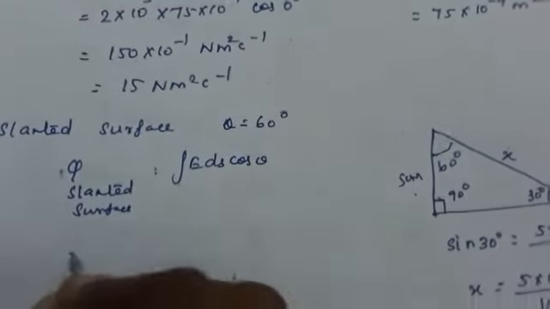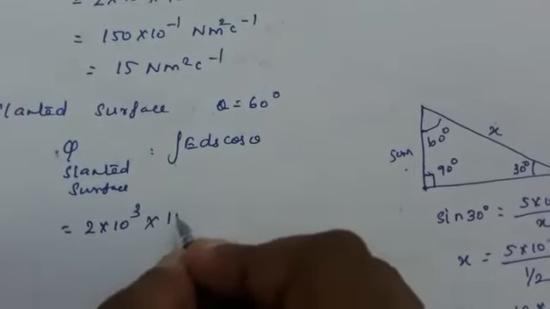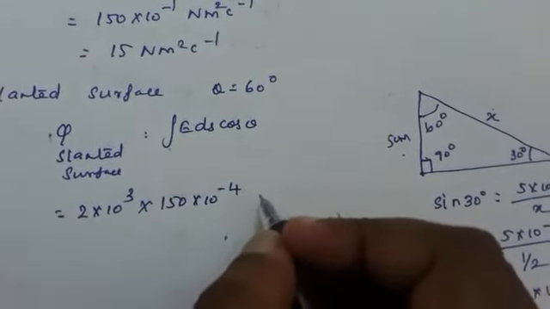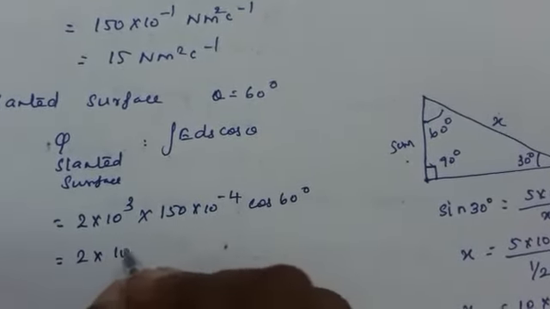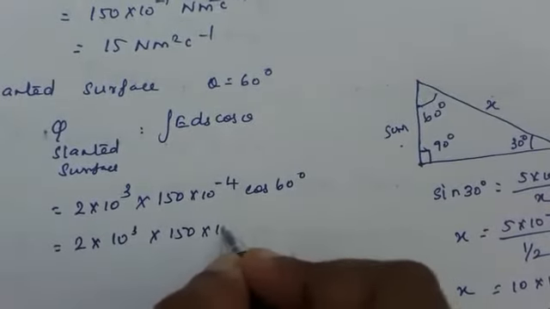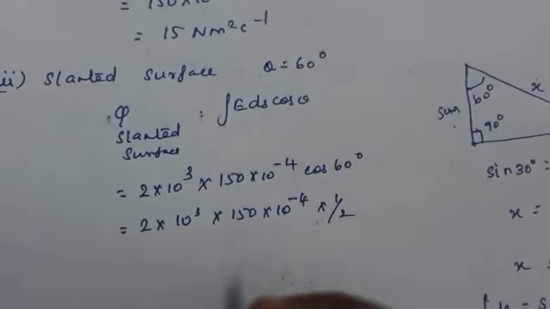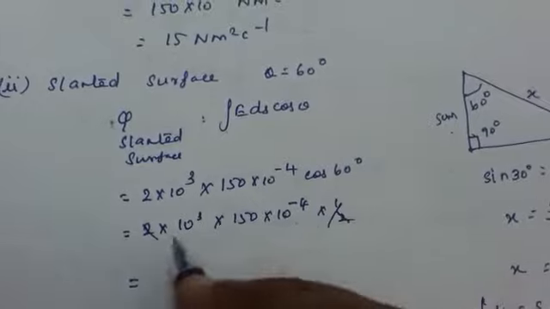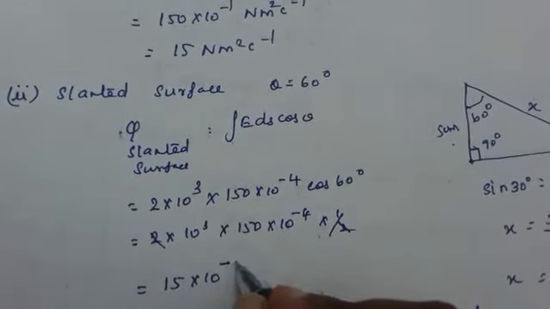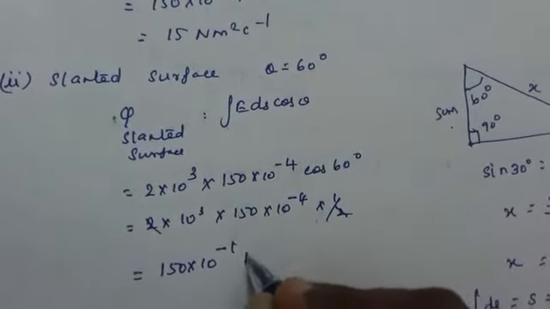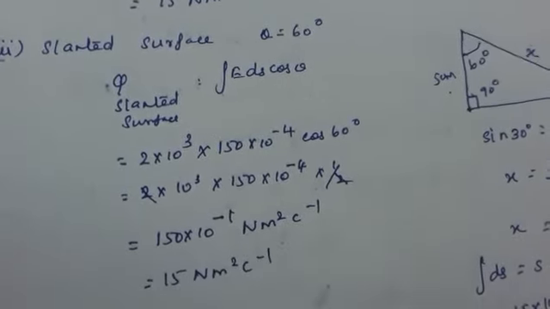Now we will substitute here. What is your electric field? 2 × 10^3. What is your integral ds value? 150 × 10^-4. What is your cos theta value? Cos 60, which is 1 by 2. So what will you get? 2 × 10^3 into 150 × 10^-4 into 1 by 2. The 2 and 2 get cancelled, and you get 150 × 10^-1 N m squared per coulomb, which can be written as 15 N m squared per coulomb.